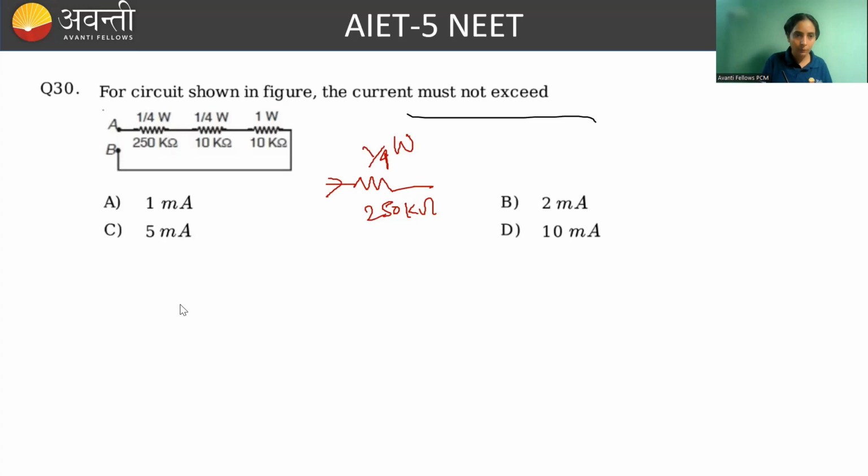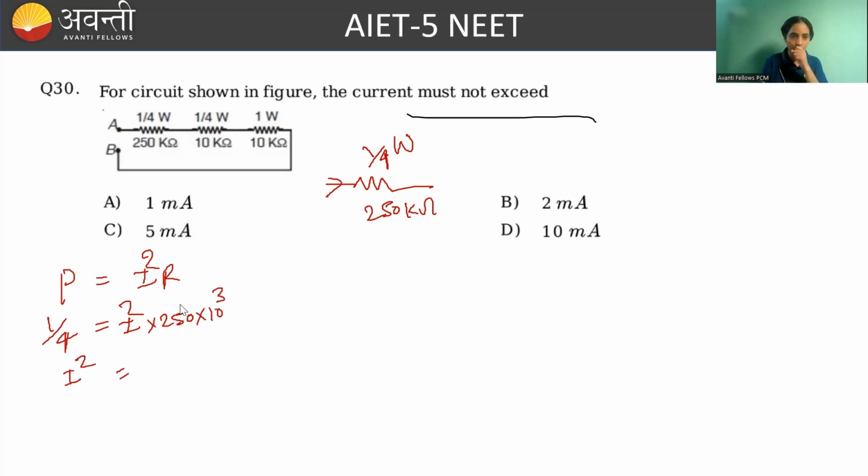Done. So power you will write as I square R. Power is how much? 1/4 watt. I square, we don't know. Resistance is how much? 250 into 10 to the power 3. So I square will become equal to how much? 1/4, 25 into 10 to the power 4. And this 25 into 4 is 100, and this will become 10 to the power 6. So I will be 10 to the power minus 3 ampere, that is 1 milliampere. So through the first resistor, maximum current will be 1 milliampere.